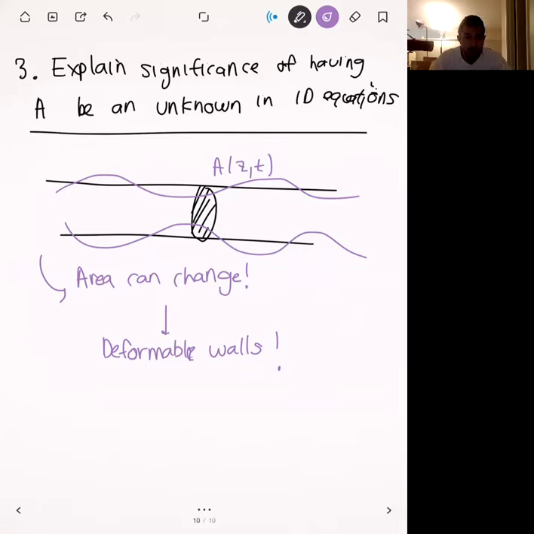And the fact that the cross-sectional area is unknown emphasizes this and illustrates that we don't just have a rigid tube where the area stays the same. We actually have a deformable tube, where that cross-sectional area can change just like that. So, a fairly straightforward one.